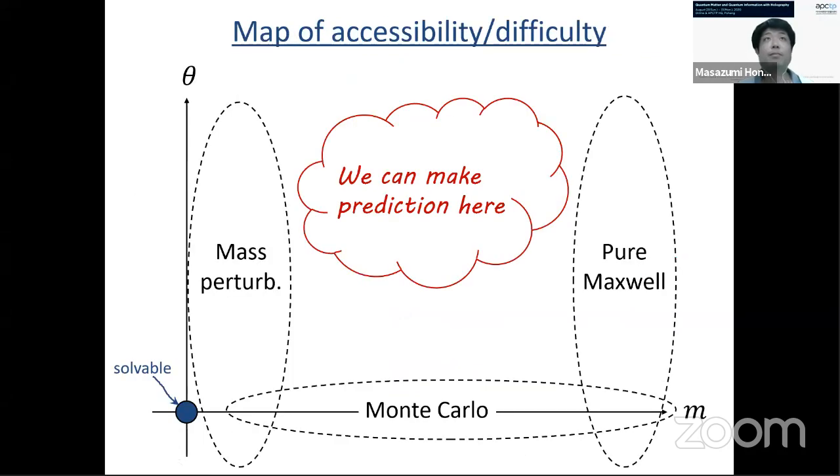So in summary, we have a map of accessibility and difficulty in the Schwinger model. When theta is small, we can approach it by Monte Carlo simulation. And the massless point is solvable by bosonization. And we can use mass perturbation when the mass is small. And when the mass is very, very large, we can use pure Maxwell theory. But there is an intermediate region which cannot be accessed by either Monte Carlo or bosonization approaches. So here we can make predictions really here.